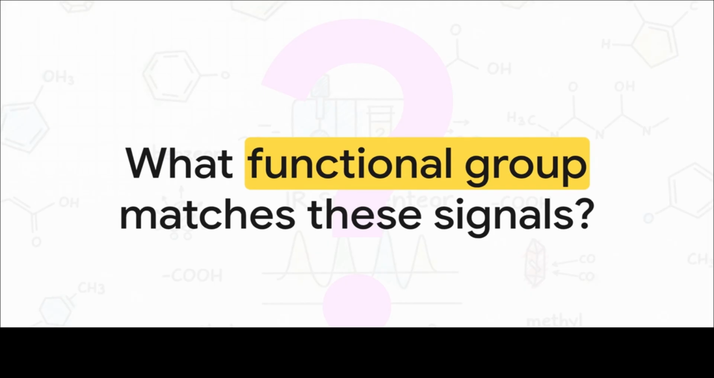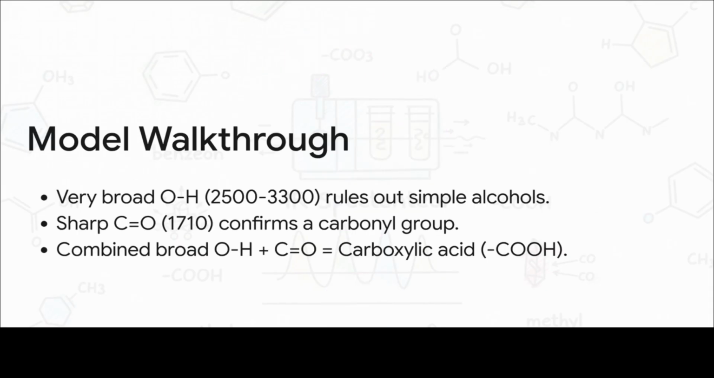Okay, detective, I want you to actively test yourself right now. Look closely at these clues. We have a very broad absorption from 2,500 to 3,300. We also have a strong, sharp absorption at 1,710, plus some C-H absorptions around 2,900. Try to deduce the functional group before we move on. What are we looking at? Let's walk through it together.